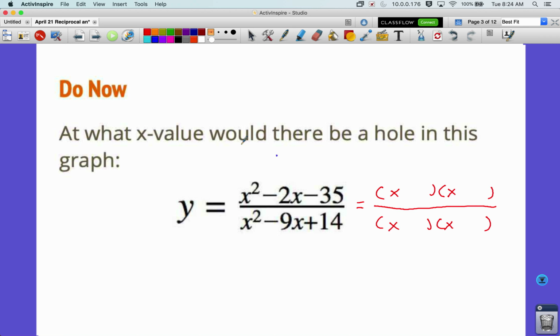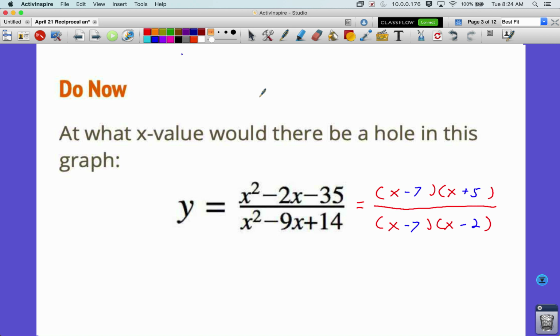With a leading coefficient of 1, I can just set up simple factoring here. Then I ask the question, what two numbers multiply to be negative 35 but add to be negative 2? Those numbers are negative 7 and positive 5. And then on the bottom, what two numbers multiply to be 14 but add to be negative 9? Those numbers are negative 7 and negative 2.